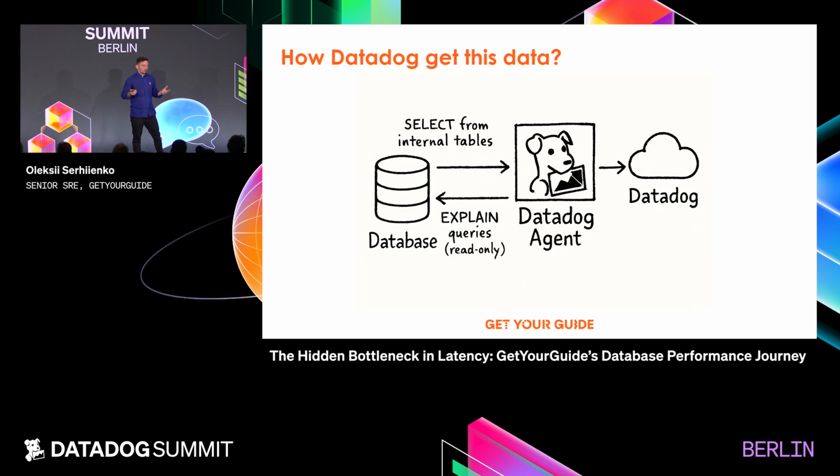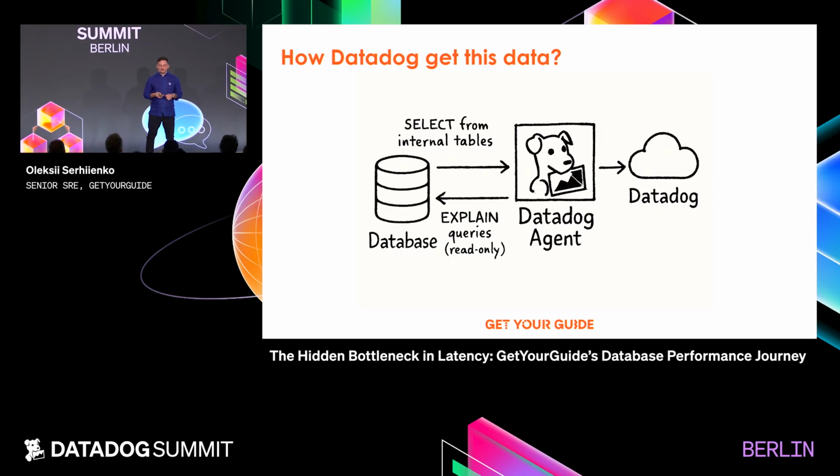You might also ask, but how does Datadog even get this information? It seems very, very detailed. It gets it actually mostly from internal tables. So first of all, we have the Datadog agent. The Datadog agent has a service account to the database, and it has only read permissions, so it cannot corrupt your data in any way. It gets the data from internal tables, because a lot of data is already in your database. And what it does additionally is run explain queries on the sampled queries. So it will see that, okay, this query is called very often, let's run explain and send it to Datadog. So that's the main idea of it.